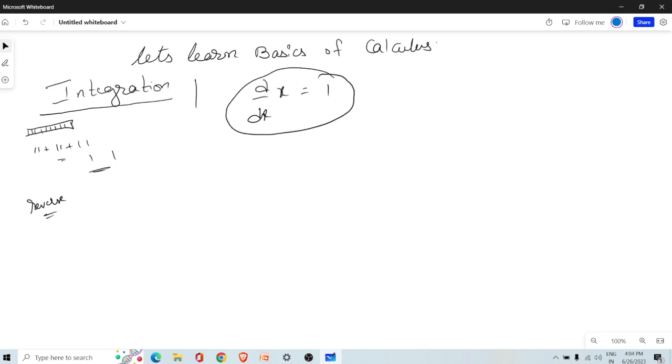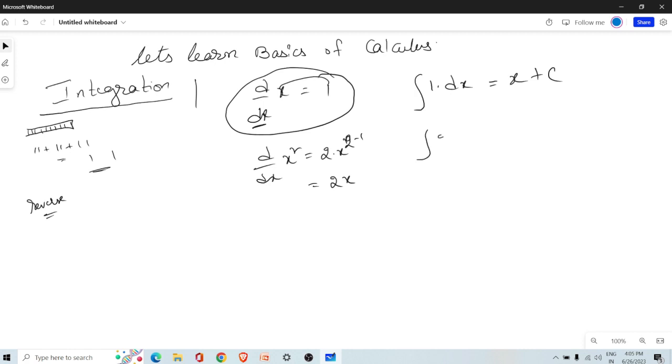If we do integration to 1 with respect to x, then we write it as integration of 1 dx, which is the reverse of this, that is x plus c. d by dx of x square is 2 into x power 2 minus 1, which is equal to 2x.